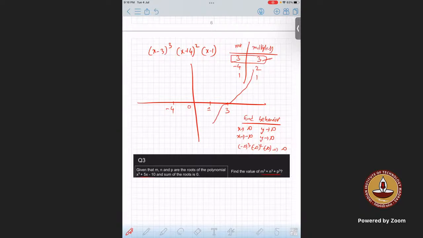It will again cross the x-axis like this. It will again go to 1. As the multiplicity is 1, it crosses the x-axis. Go to minus 4. As minus 4 has multiplicity 2, it won't cross the x-axis. It will go up till infinity.